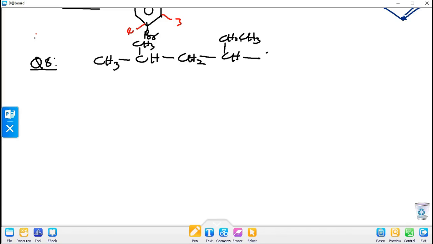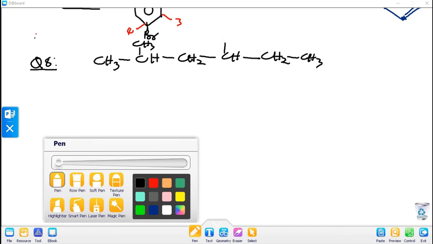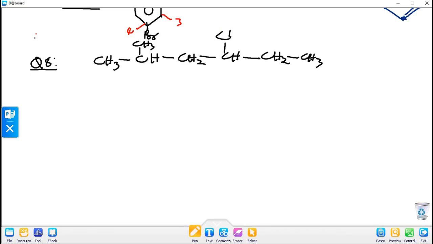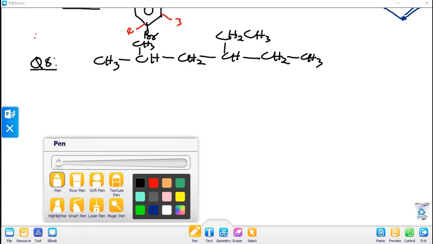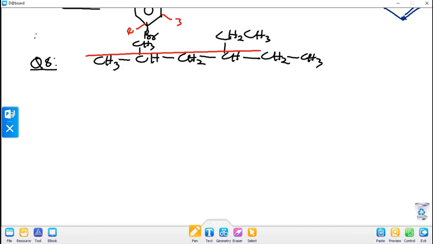So we have CH2 and CH3. So let's make this clear. CH2, CH3. So what will be the name of the compound above? Looking at what we have, it is clear that the straight chain is our parent chain. The straight chain can be our parent chain, for simplicity.